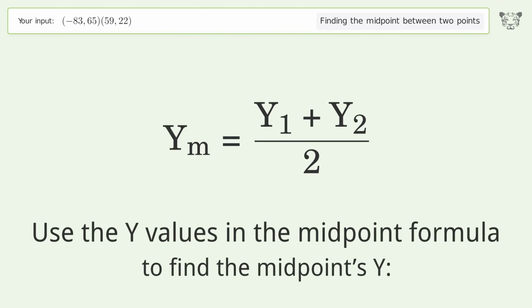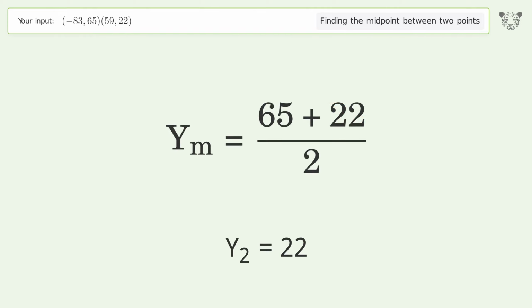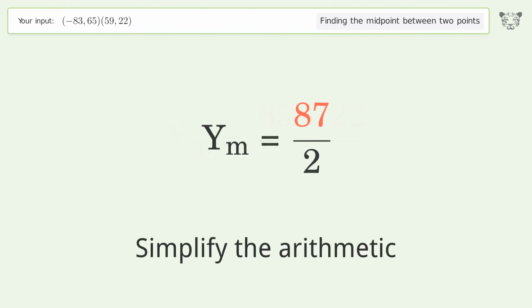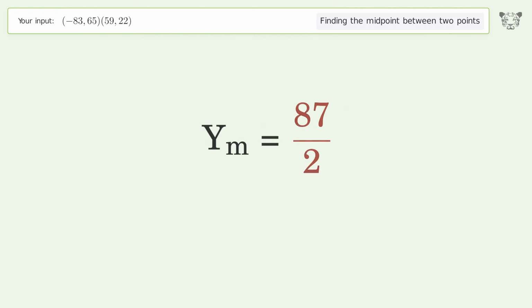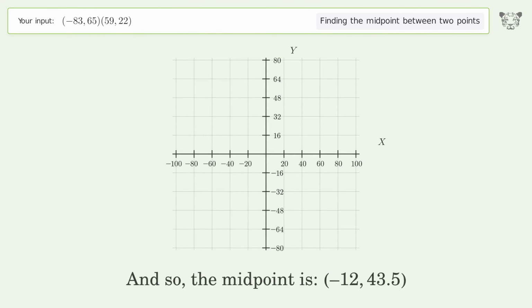Use the y values in the midpoint formula to find the midpoint's y. y1 equals 65. y2 equals 22. Simplify the arithmetic. And so, the midpoint is -12, 43.5.